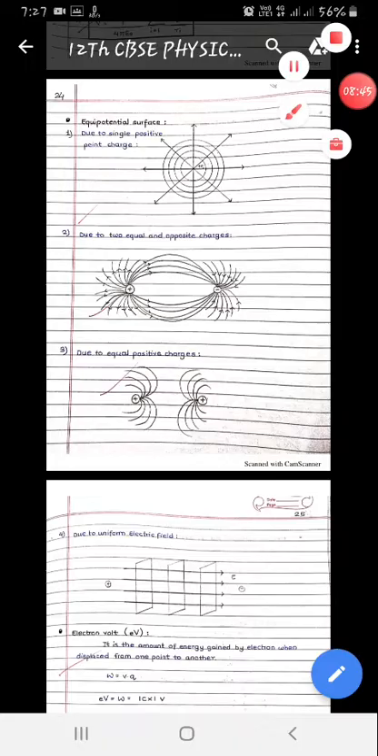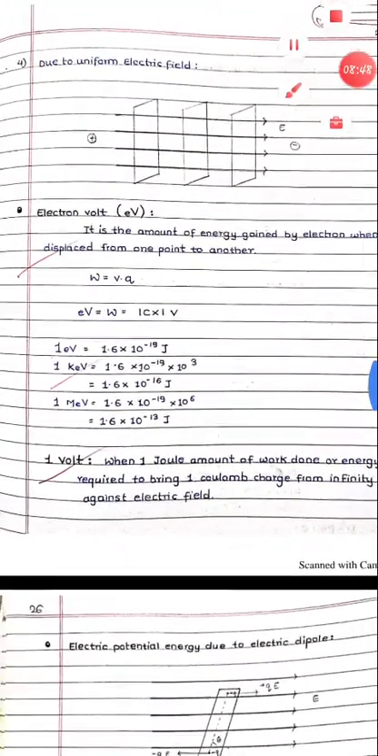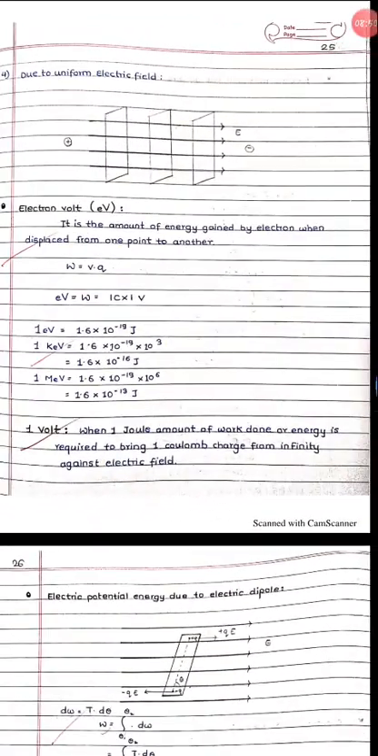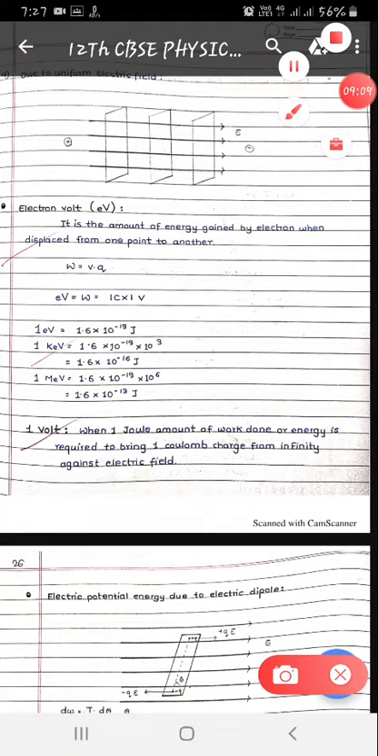Now today's next point, electron volt. This is today's last point. What is electron volt? Actually, electron volt is the amount of energy gained by an electron when displaced from one point to another point. As we know, the definition of electric potential is the amount of work done required to bring a unit positive charge from one point to another point. So here the simple concept we can apply: electron volt is the amount of energy gained by the electron when displaced from one point to another point.